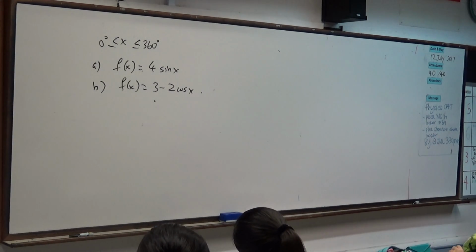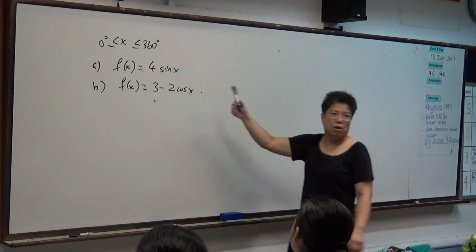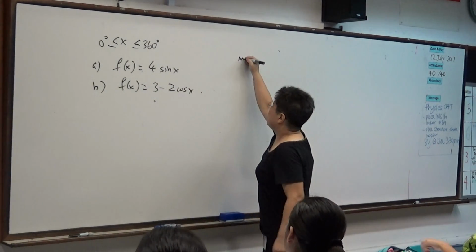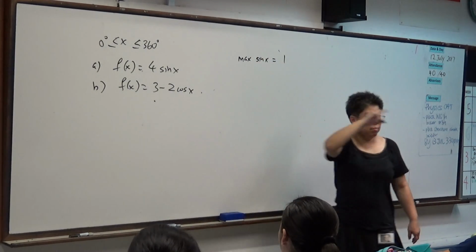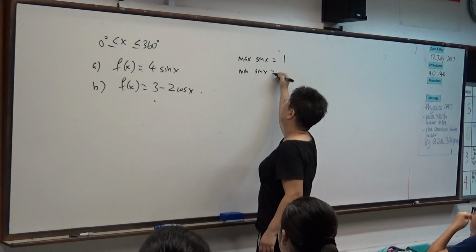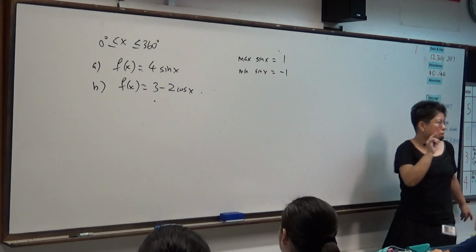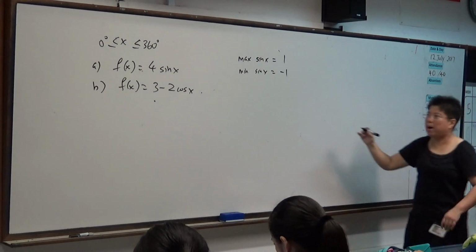The maximum and minimum value of f(x). All look up here, please. What is the maximum for sin x? It must be 1, because it's bounded by 1. What is the minimum for sin x? Negative 1. You want the maximum and minimum value, right? Okay, for part A.